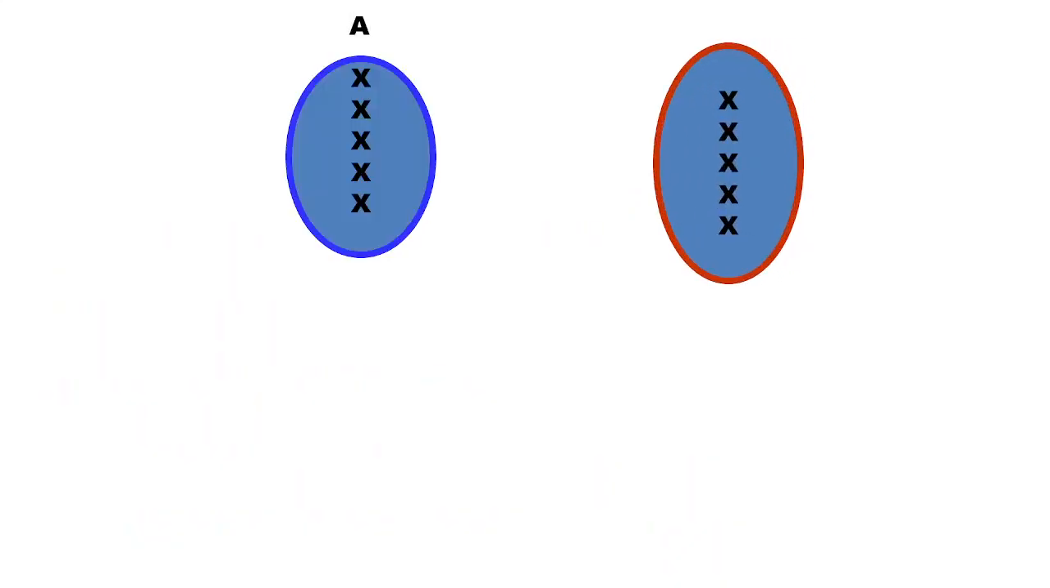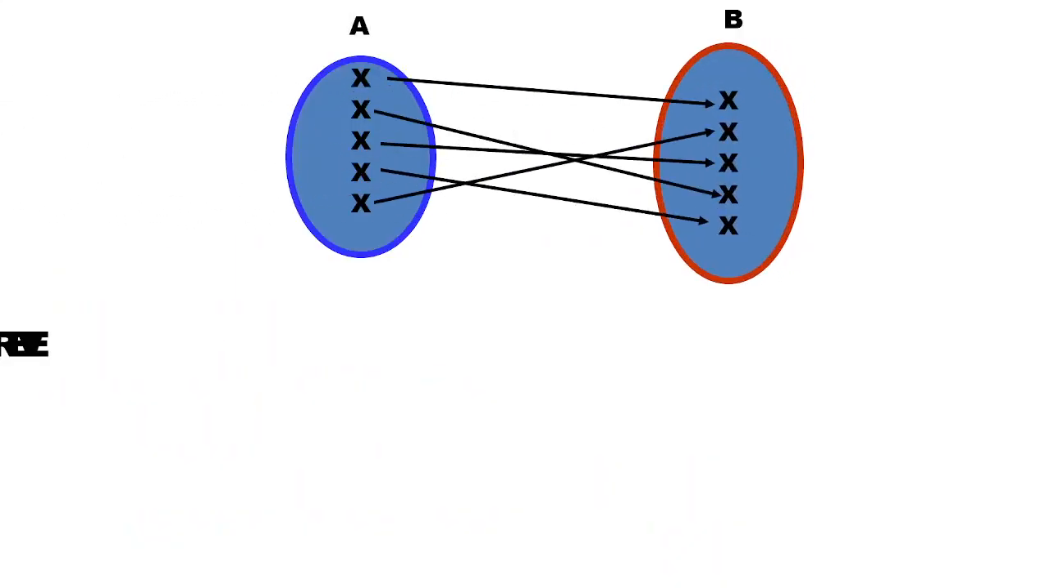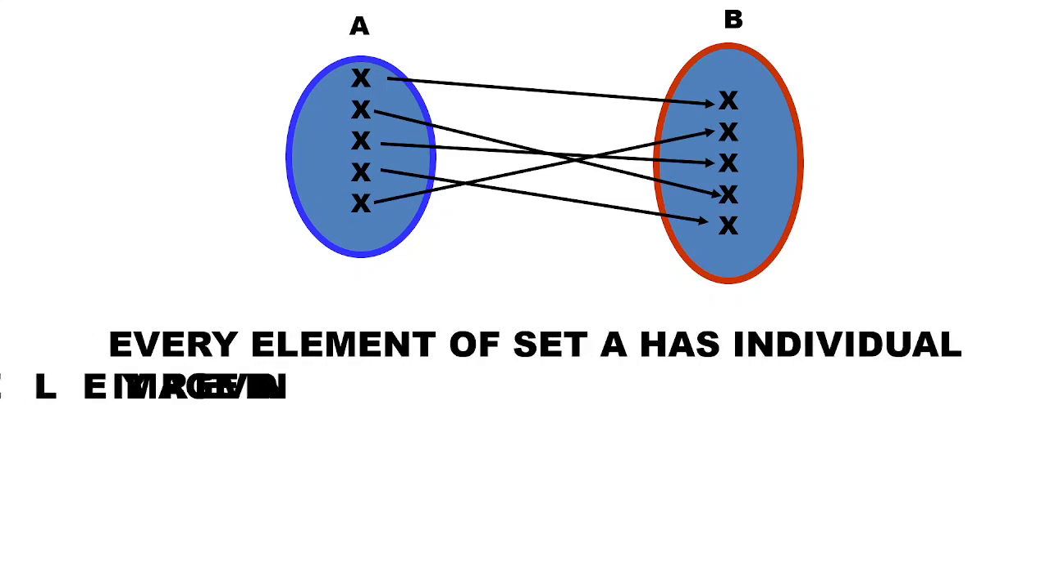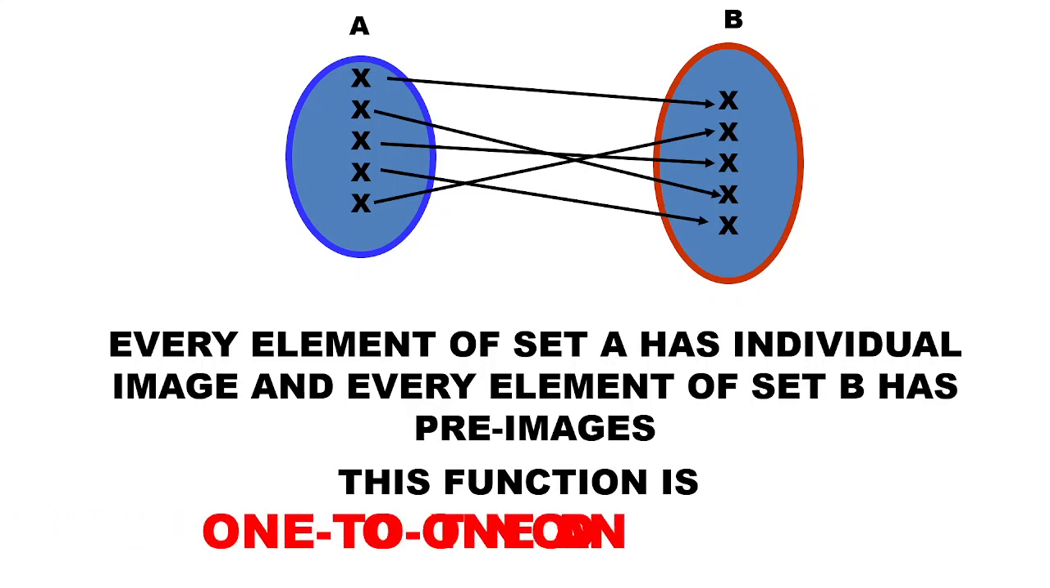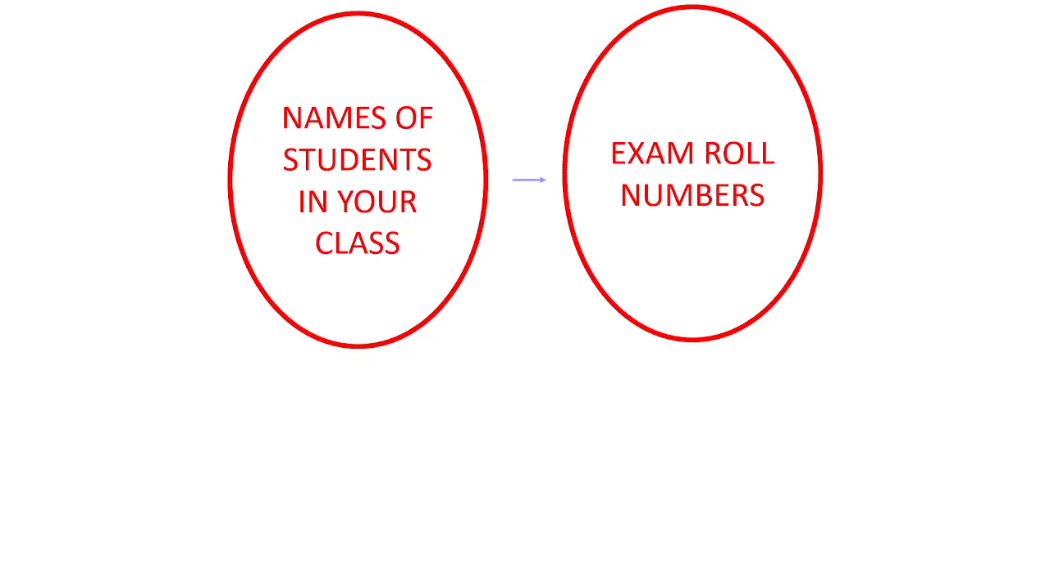Let us now take one example over here, where every element has an individual image, and every element on the right hand side has a pre-image. This is a 1-1 and onto function. If it satisfies both 1-1 and onto, it is a 1-1 onto function. It is called a bijection. If it is injective, it is 1-1. If it is surjective, it is onto. If it is both, it is called bijective. Good.